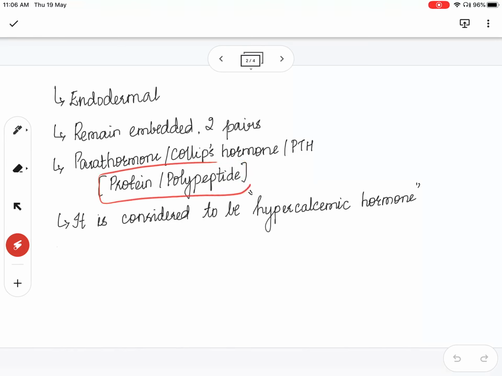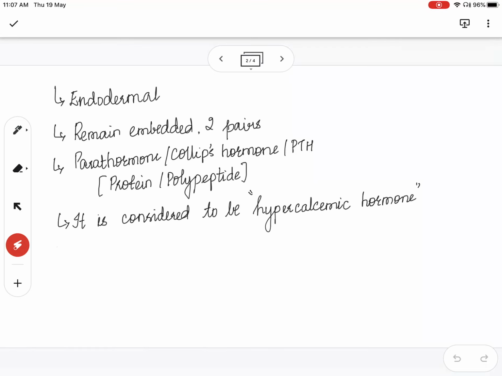This hormone is either proteinaceous or polypeptide in nature. A question on this has definitely come, so make sure you remember what type of hormone it is. It is either proteinaceous or polypeptide in nature. The name of the hormone is parathormone, also known as Collip's hormone, also known as parathyroid hormone.